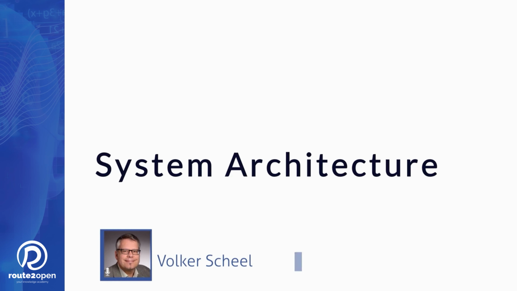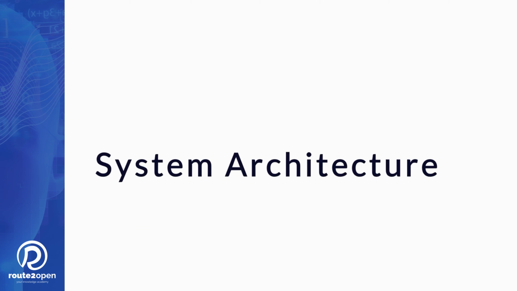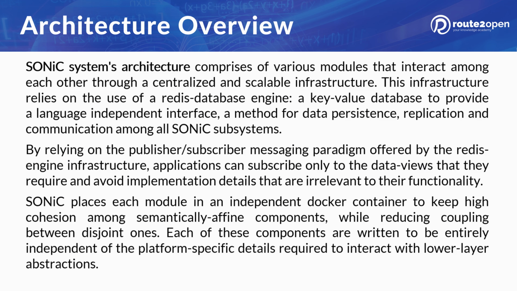Let's now have a detailed look at the system architecture of SONiC. SONiC system architecture comprises various modules that interact among each other through a centralized and scalable infrastructure. This infrastructure relies on the use of a Redis database engine, a key-value database, to provide a language-independent interface, a method for data persistence, replication, and communication among all SONiC subsystems.